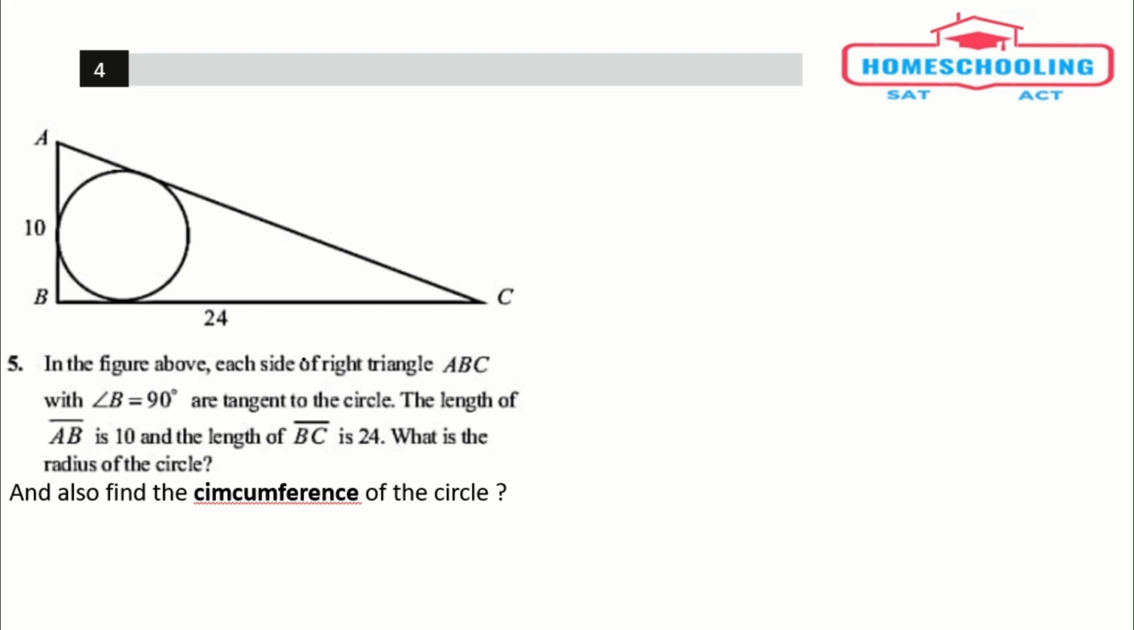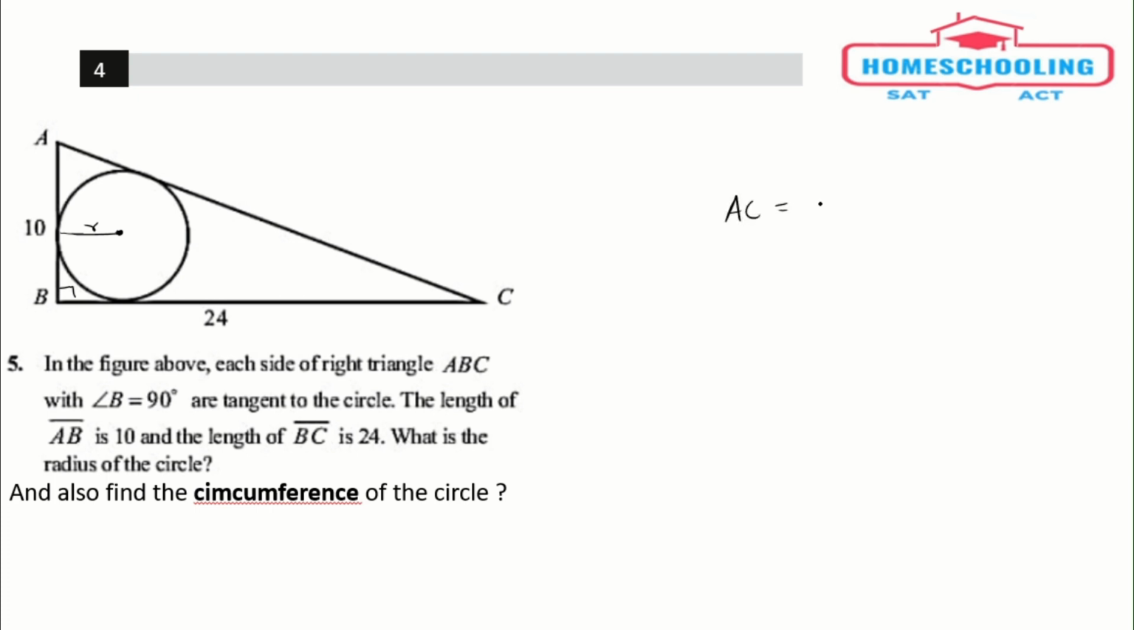In the figure above, each side of right triangle ABC, with angle B being 90 degrees, is tangent to the circle. All sides are tangent to the circle. The length of AB is 10, and the length of BC is 24. What is the radius? If this is our center, we have to find the radius r. First we have to find this AC.